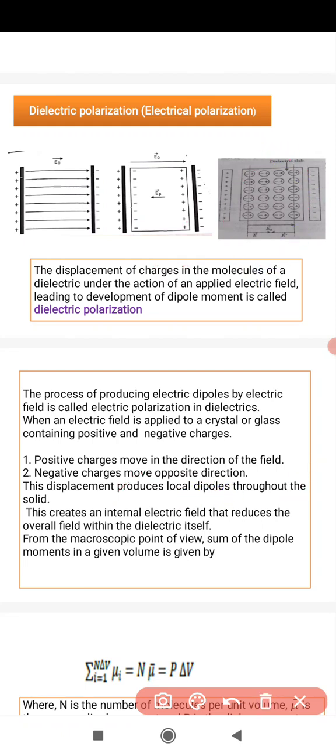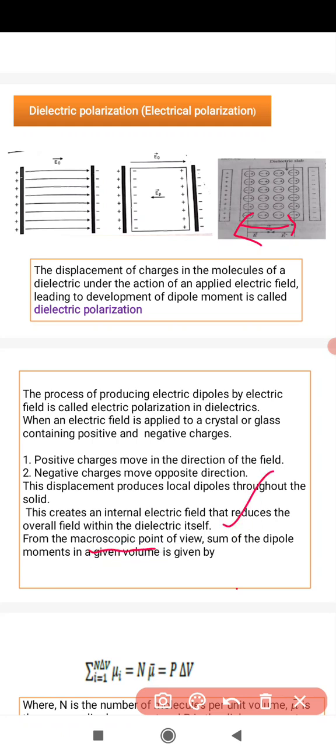So this creates an internal electric field, which reduces the overall field within the dielectric itself. The total dielectric field will be this in the absence of an electric field. After the application of the electric field, the field within the dielectric is reduced.